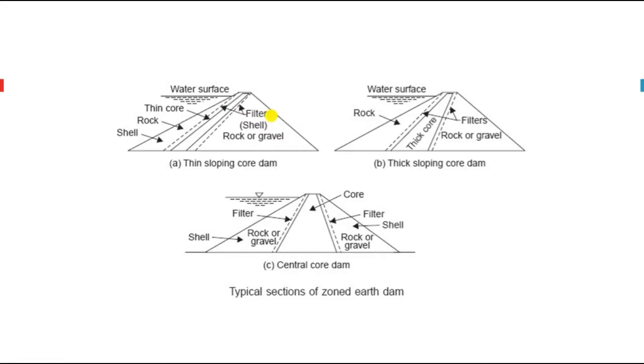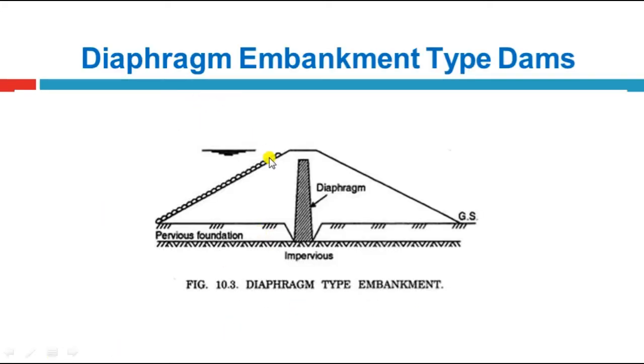Next is the zone embankment type dam and the diaphragm embankment type dam. Here previously was the zone embankment type dam. Next is the diaphragm embankment type dam. That is the impervious core, so the water cannot pass through it. So only that section is impervious, and those are the protection works, and the whole soil earth fill is around them. That is called the diaphragm embankment type dam.